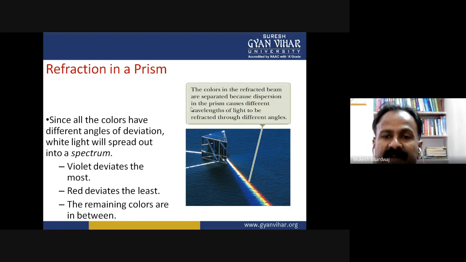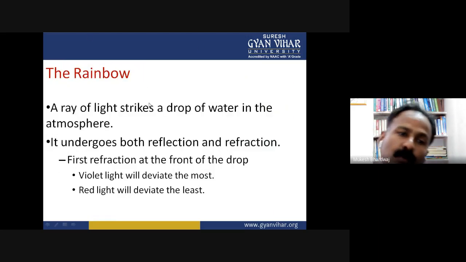The colors in the refracted beam are separated because dispersion in the prism causes different wavelengths of light to be refracted through different angles. The rainbow: a ray of light strikes a drop of water in the atmosphere. It undergoes both reflection and refraction. First, refraction at the front of the drop. Violet light will deviate the most, red light will deviate the least.